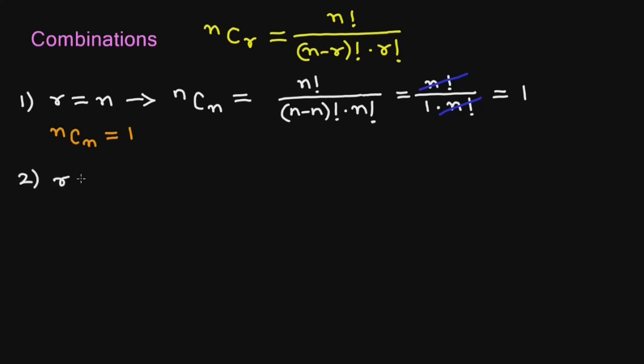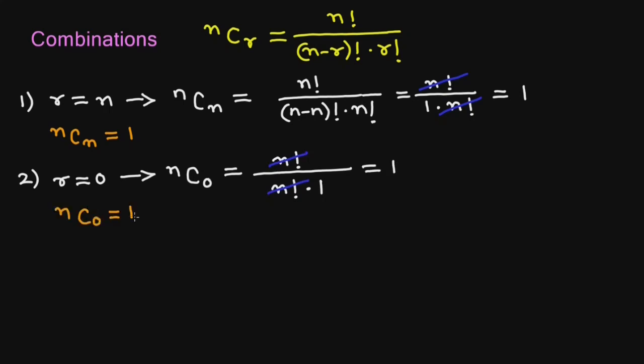Number 2, if r equals 0, then the formula becomes nC0, which is n factorial upon n minus 0 factorial, that is n factorial, into 0 factorial, which is 1. Cancelling n factorial, this is 1. So we get nC0 equals 1.